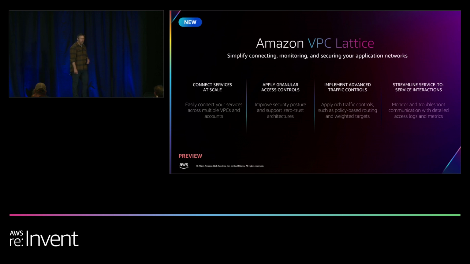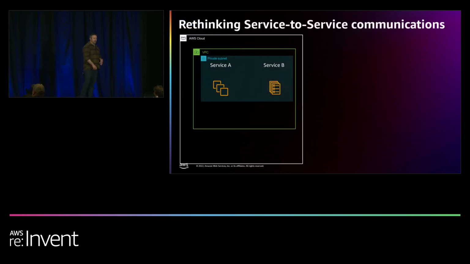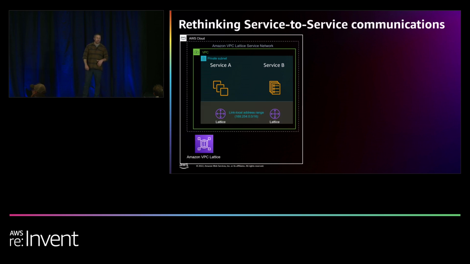But let's look at it sort of in practice, right? And so we've got our two services here. We're going to start with two services in the same VPC. One's running there on EC2, and the other is running on a container, right? And so the first thing I'm going to do is associate that VPC with what's known as a service network, right? And what that does is it creates this space at the bottom of your VPC.